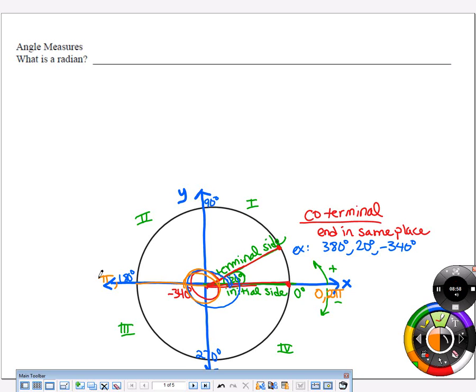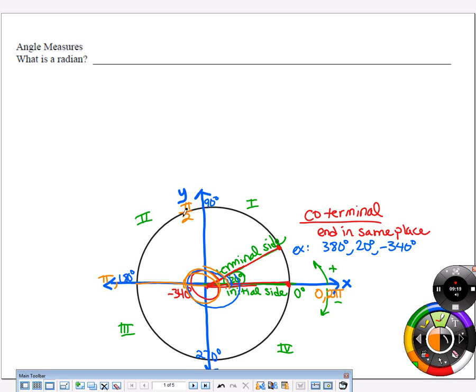What about if I went 90 degrees? Any idea what that is in radians? Not pi over 4. Yeah, half pi. So this 180 was 1 whole pi, right? So 90 is half of that, so it would have to be half of pi. And so how you'll most commonly see that written is pi over 2.